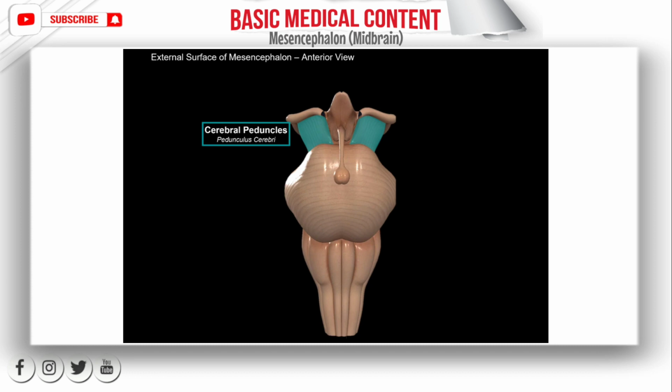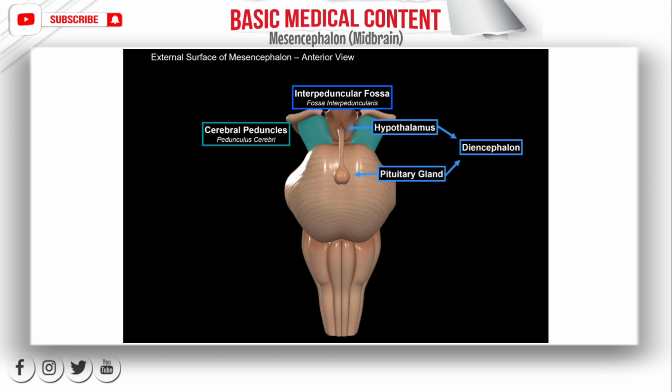These are two large peduncles that contain tracts coming from the cortex of the cerebrum and are responsible for voluntary movement of the body. I'll show you this later in this video when we go through the cross-section of the midbrain. But between these two peduncles, we have a pit we call the interpeduncular fossa. Within the interpeduncular fossa, you will find some structures of the diencephalon, which are not a part of the midbrain, like the hypothalamus and the pituitary gland. So again, they're the diencephalon, our topic for the next video.